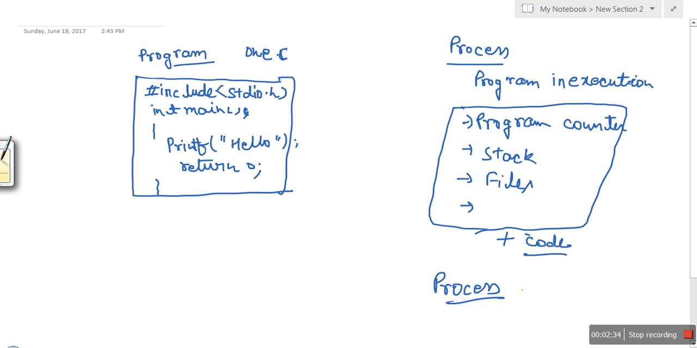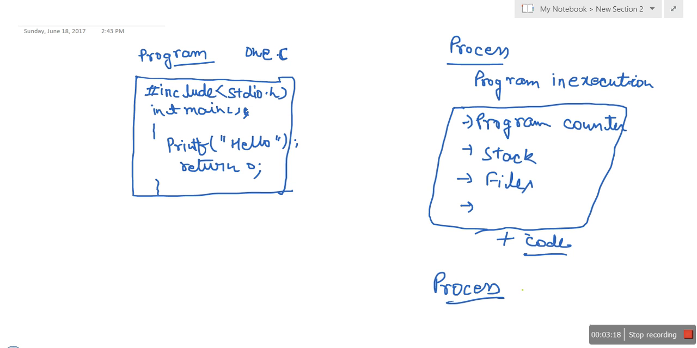Let me take a real life example. Let's say we have a recipe written on a piece of paper. That piece of paper you can consider as a program, but when someone starts executing those instructions in order to cook that recipe, that person follows those instructions step by step, first instruction then the next instruction. That person has to remember how far he has executed, like how many instructions he has completed. So when the execution is attached to this recipe, that is known as your process.